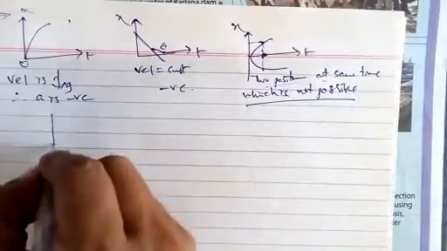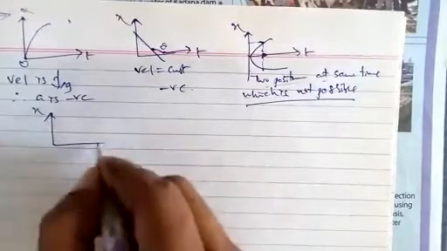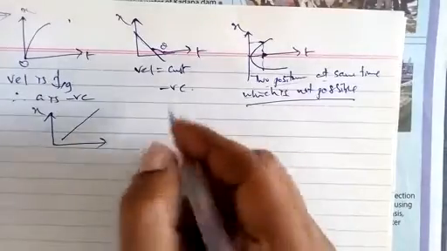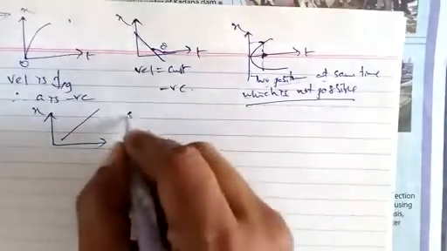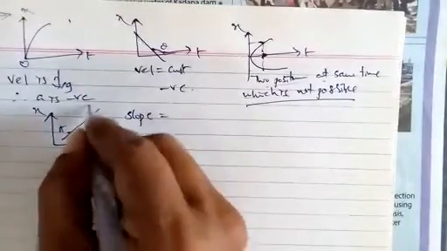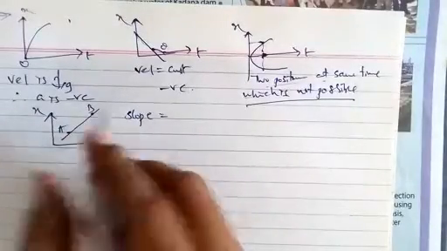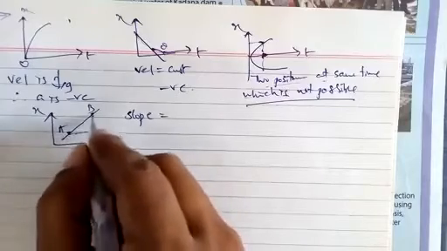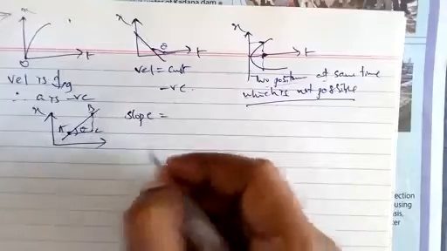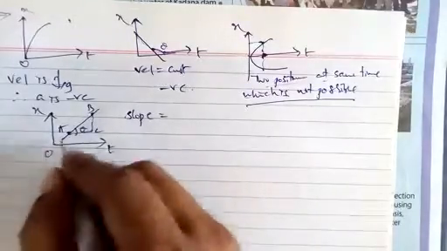Suppose the position time graph is given and it is a straight line. Then what you have to do is find the slope. How to find the slope? Take any two points here. Suppose this is A and this point is B. Find the slope of this straight line. This angle is theta. Suppose this is C.